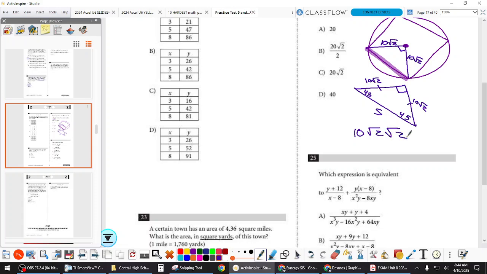What is 10 root 2 times root 2? 10 root 4. And if you don't know, what are you going to do? Put it in decimals, or your calculator. Don't mess it up because you try to do something you don't have to do.